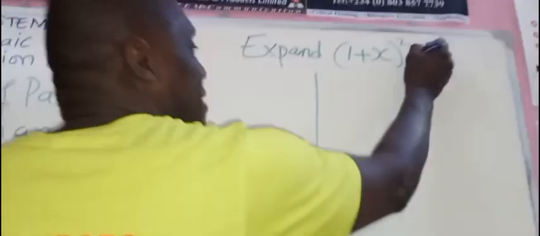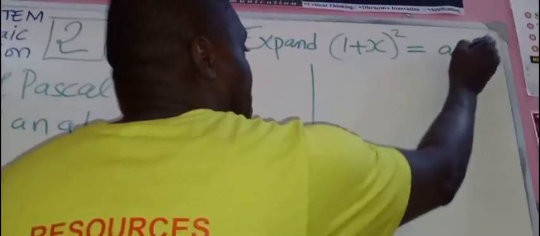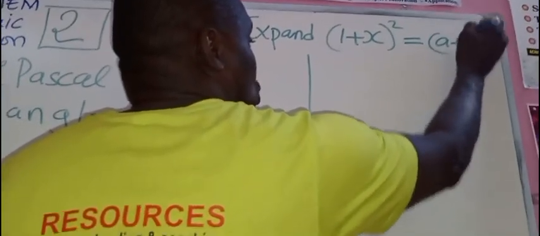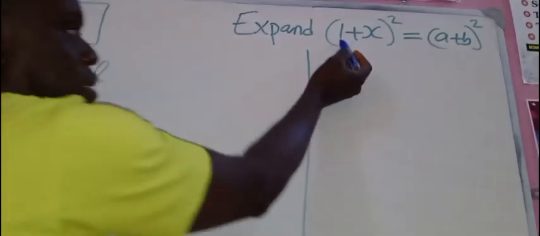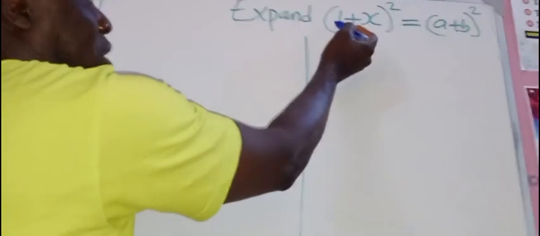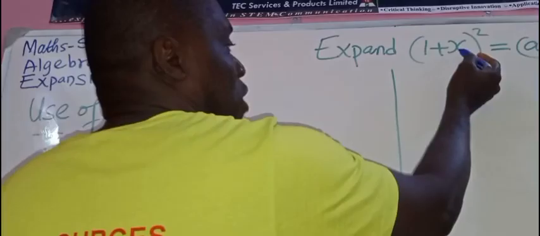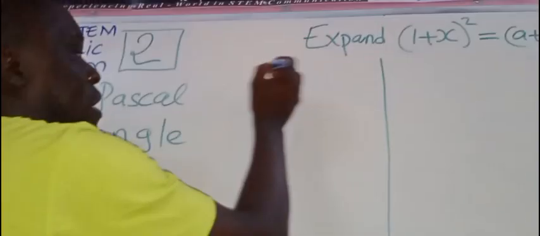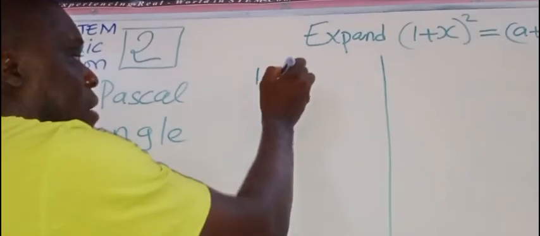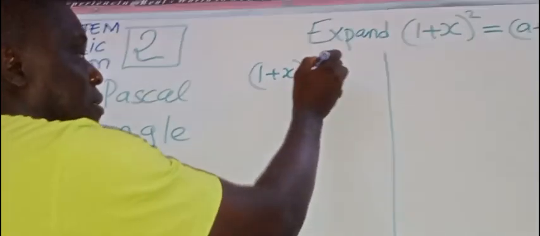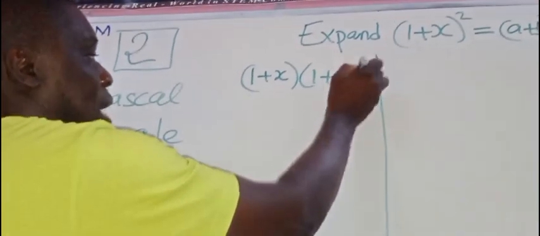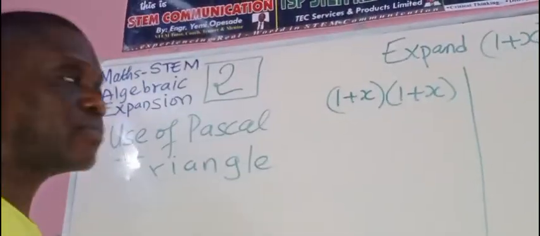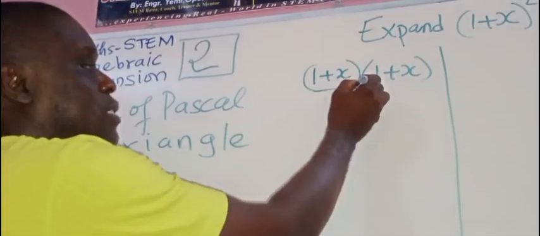The meaning of this is that it is as good as saying a plus b raised to the power 2, because there are two terms there. So a is 1, b is x. Is that clear? In the previous method, 1 plus x squared means 1 plus x times 1 plus x. Do you agree with me? If you expand, you use this to multiply this.